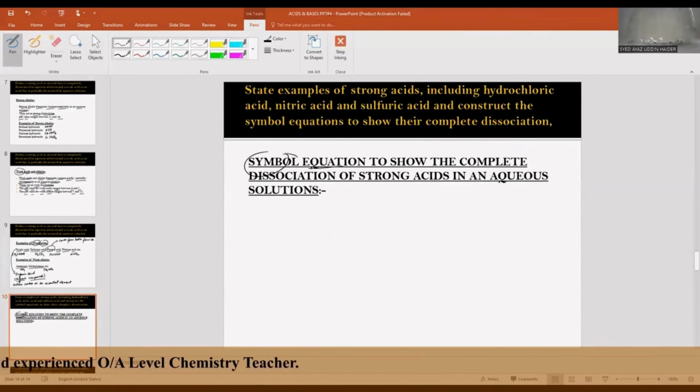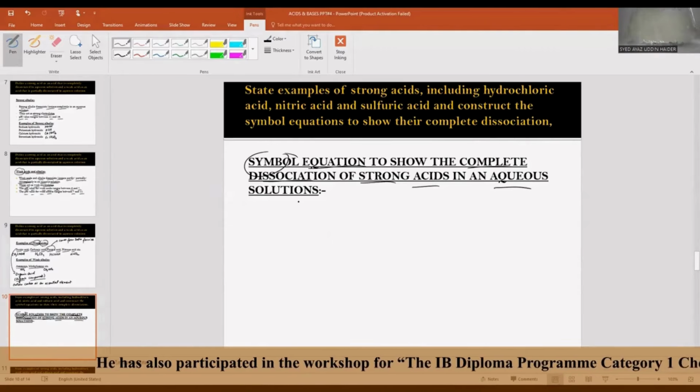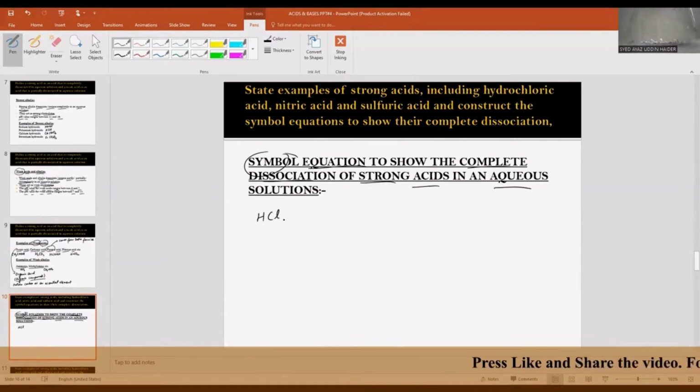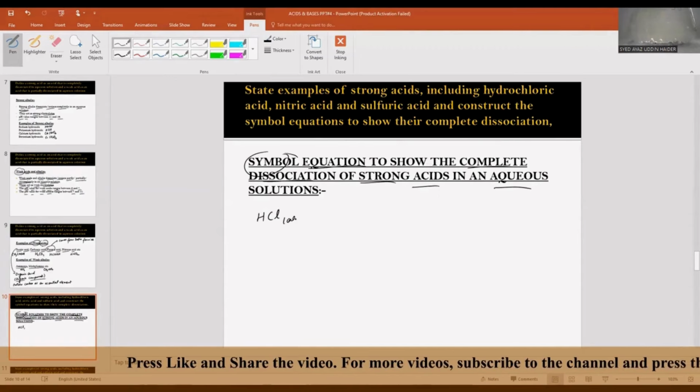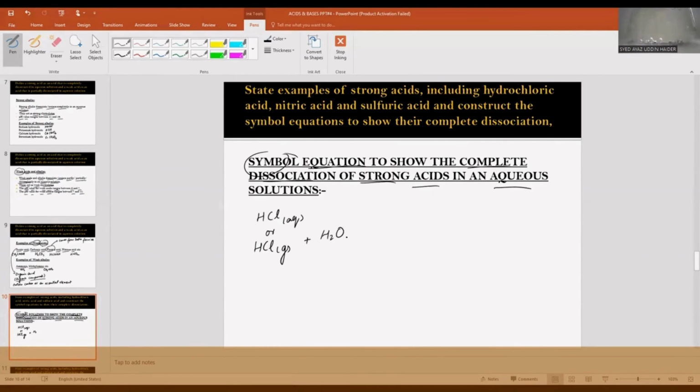Simple equation to show the complete dissociation of strong acids in an aqueous solution. I'm giving you example for the complete dissociation of hydrochloric acid and sulfuric acid. For hydrochloric acid, you will start with HCl. You will either write HCl aqueous or HCl gas plus H2O liquid. On complete dissociation, it will give you H+ ion in aqueous solution plus Cl- ion.